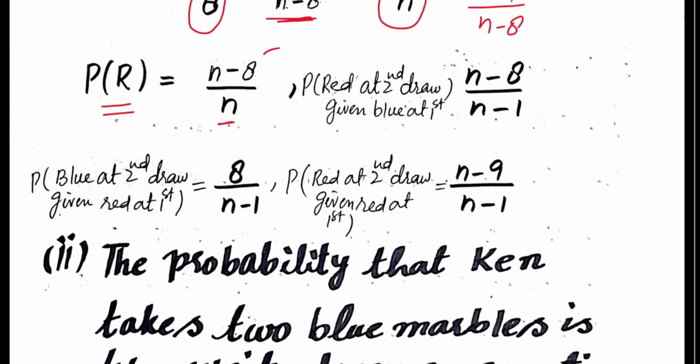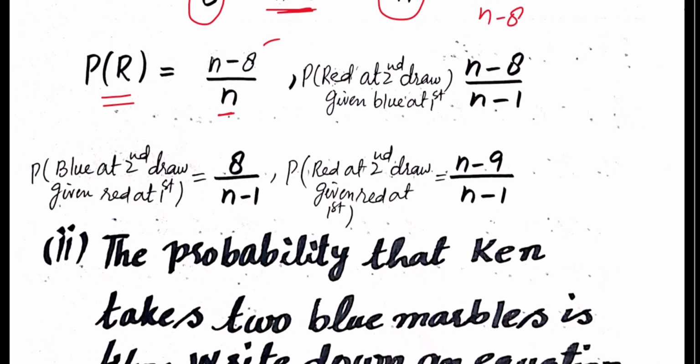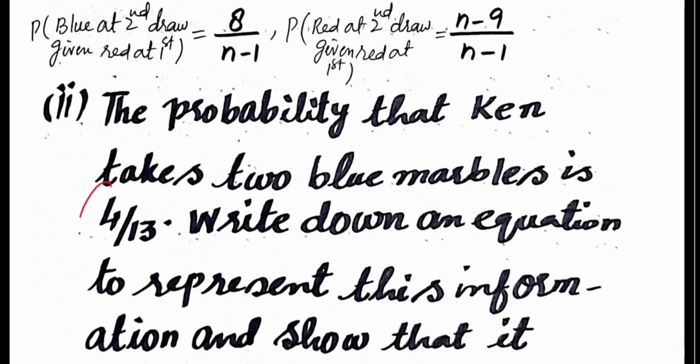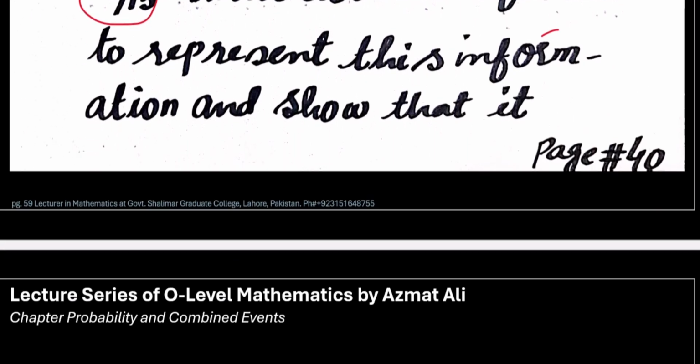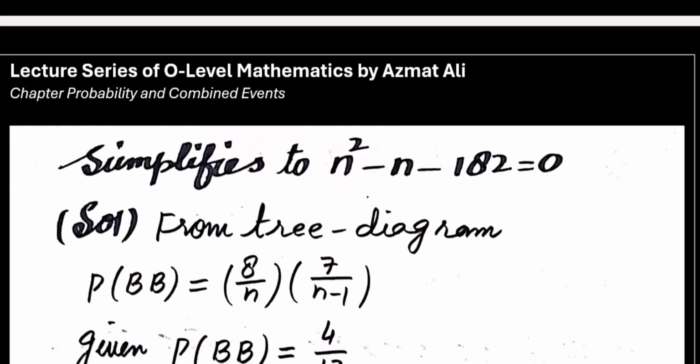The probability of taking two blue marbles is 4 over 13. This is a very interesting question. It is given that two blue marbles have the probability 4 over 13. Write down an equation to represent this information and show that it simplifies to the quadratic equation n square minus n minus 182 equal to 0.